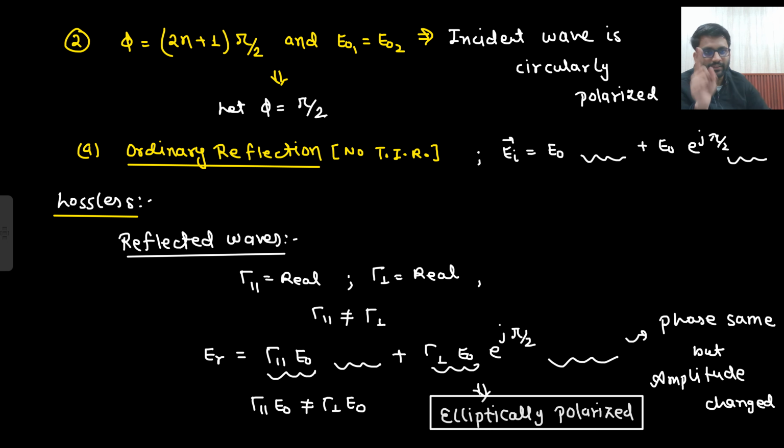Here, in case of oblique incidence, my gamma perpendicular and gamma parallel will be different. They are multiplied to E naught and E naught only. Now, effectively, the complete reflected wave will have different magnitudes. Although the phase is pi by 2 only, since they have different magnitudes, it will be elliptically polarized only. But in which direction, left or right hand, that we will certainly see. Don't worry about that. So here we are talking about reflected wave only.